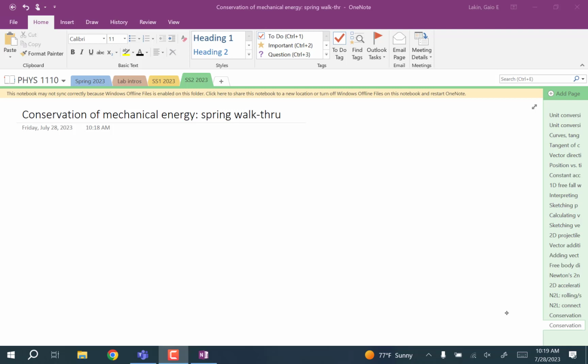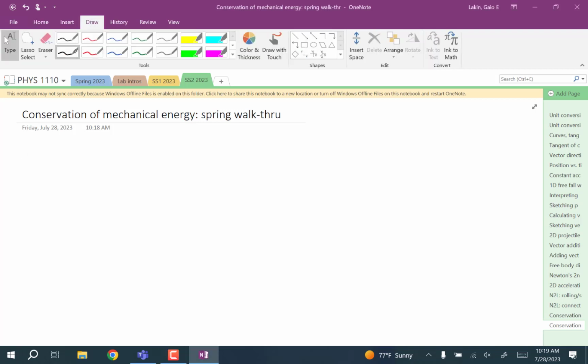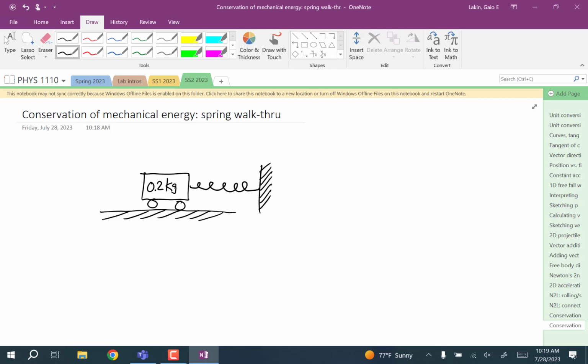Okay, this is a walkthrough of a conservation of mechanical energy problem where we're dealing with spring forces. So let's say that we have a cart that's able to roll along a horizontal surface. And let's say it has a mass of 0.2 kilograms. And it's connected to the wall by a spring. And this spring has a spring constant, K, that's equal to 100 newtons per meter.